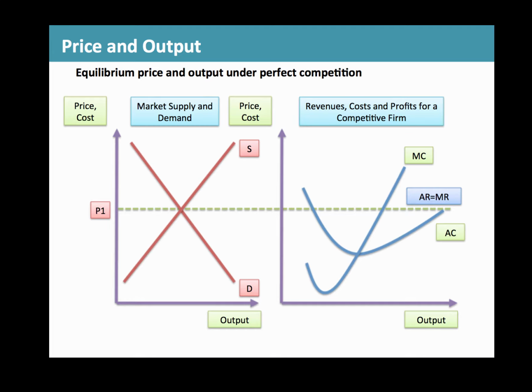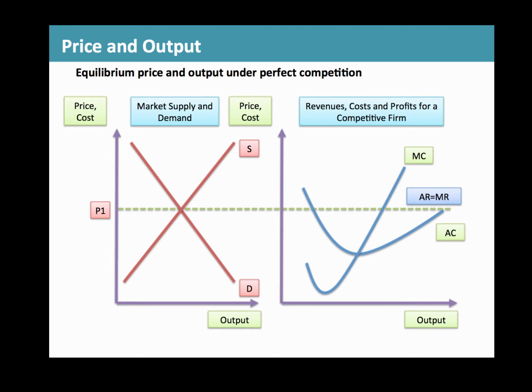So that price P1 becomes effectively the demand curve for the individual representative firm in the market, as shown on the right-hand side. So on the left-hand side you have the industry. On the right-hand side, you have a representative individual firm in this perfectly competitive model. Now that price becomes their demand curve. It becomes the AR curve. And if average revenue is constant, it will also equal marginal revenue.